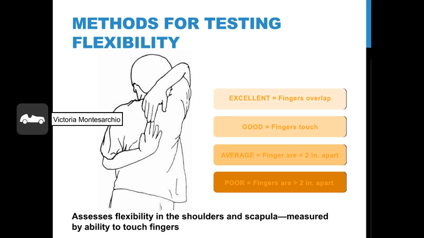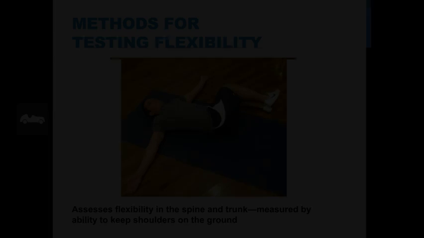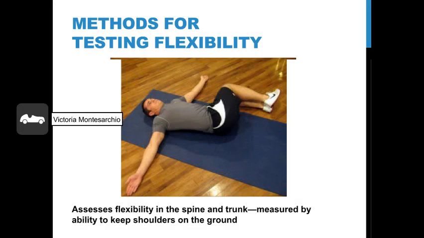Now we'll take a look at some of the assessments that can be used for lower body flexibility. The following tests can be used to assess the flexibility in the trunk and spine. Have your athlete lay on their back and rotate hips and legs to one side while trying to keep both shoulders on the floor. If the athlete cannot keep their shoulder in contact with the floor, they are lacking the adequate spinal range of motion.